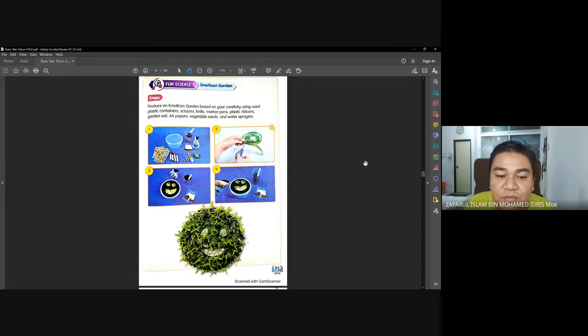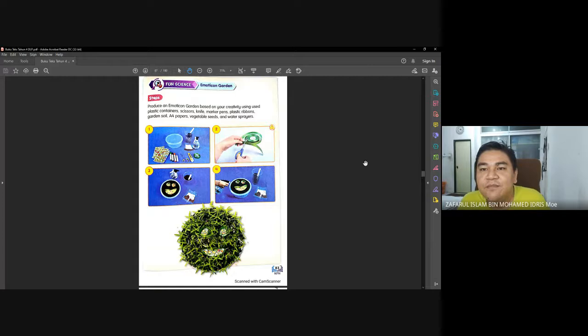Kalau awak tengok dalam buku teks ni dia pakai ribbon. Tapi awak jangan pakai ribbon. Awak boleh pakai plastik. Cari plastik, awak tutup dekat atas dia. Tapi sebelum awak tutup plastik tu, awak buat corak emoticon dulu. Kemudian awak tutup plastik tu di atas bekas tadi.